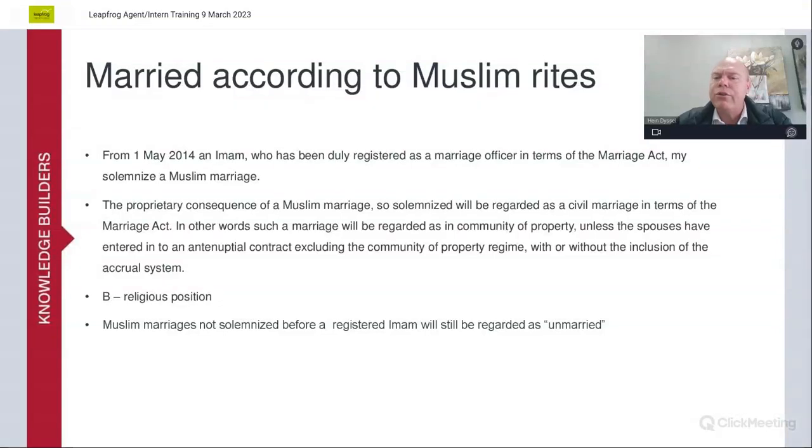So if you go to church and you marry in front of the Christian marriage, as you said, and you get married in front of somebody that is not a registered marriage officer, in terms of what tradition are you going to be married? If you get married in front of an imam that is not registered as a marriage officer, you get married according to Muslim rights. Who is not registered as a marriage officer, you are not married.